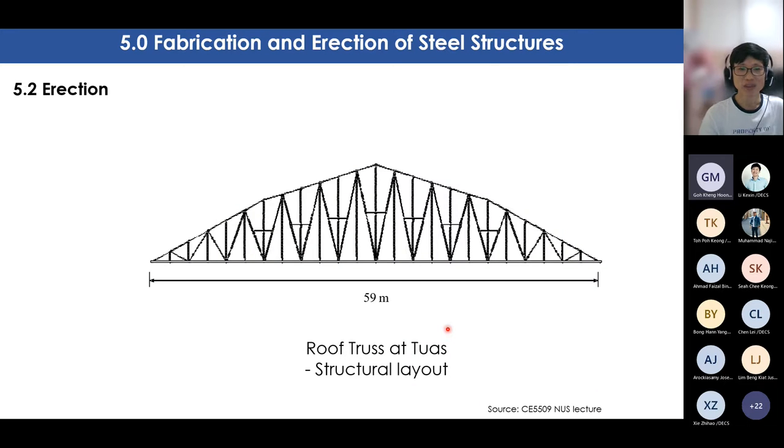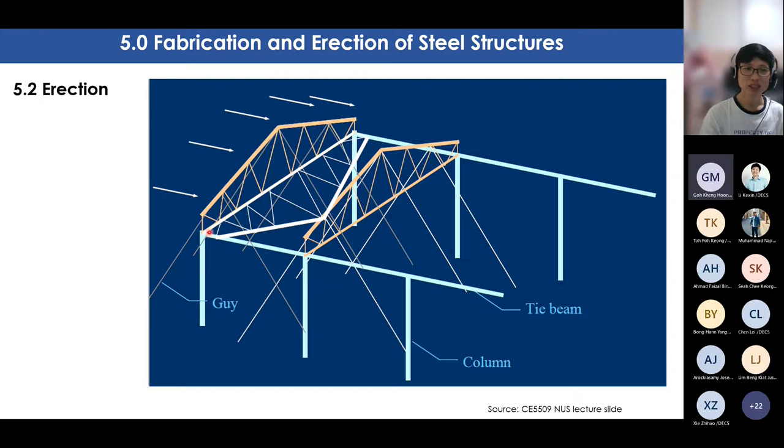I have another example from a truss. This is a 59 meter roof truss. It toppled. You can see here the white color is the truss that toppled. During erection, there is also wind load. They are not provided with the guide wires here. Now the guide wires are shown just for illustration. So if you don't provide temporary stabilization bracing, it will topple.